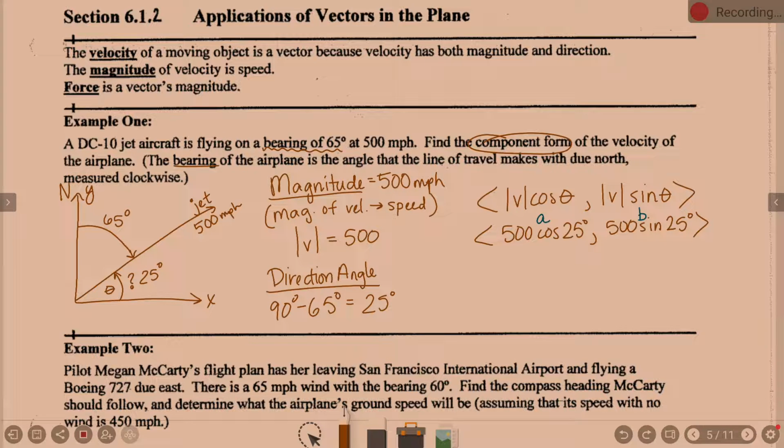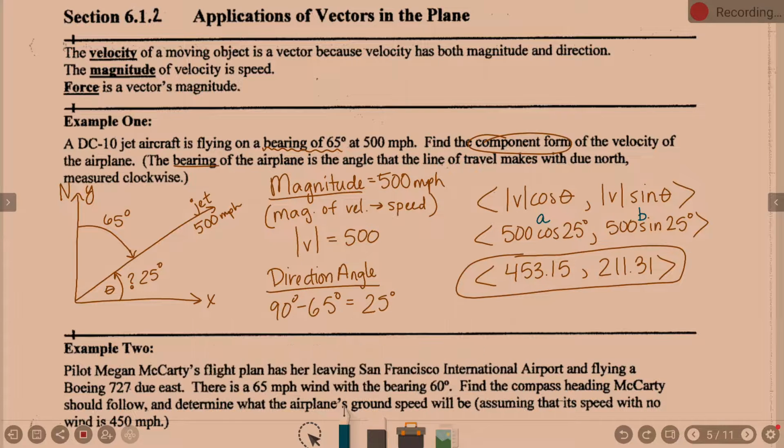Okay, did you do the math? 500 times cosine of 25 degrees should be 453.15. Vertical component, 500 times sine of 25 degrees, 211.31. Okay. That is our component form.